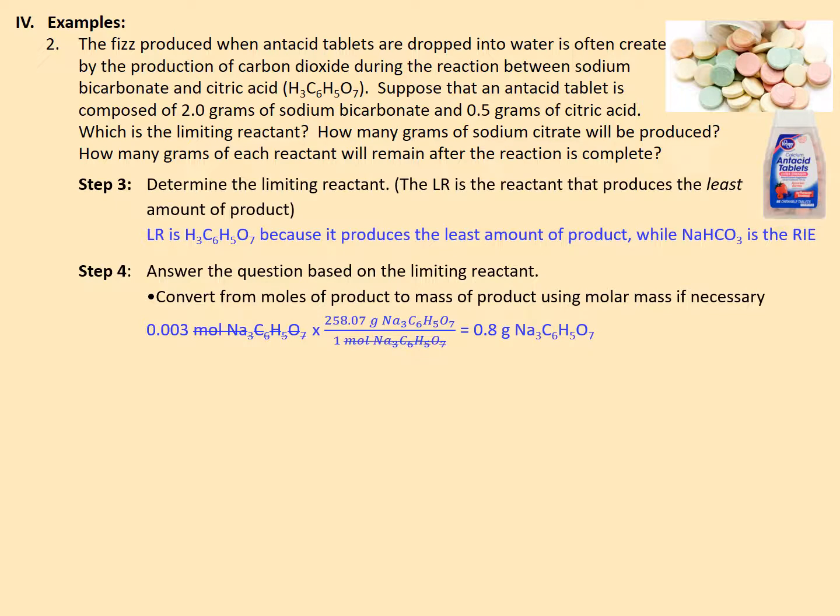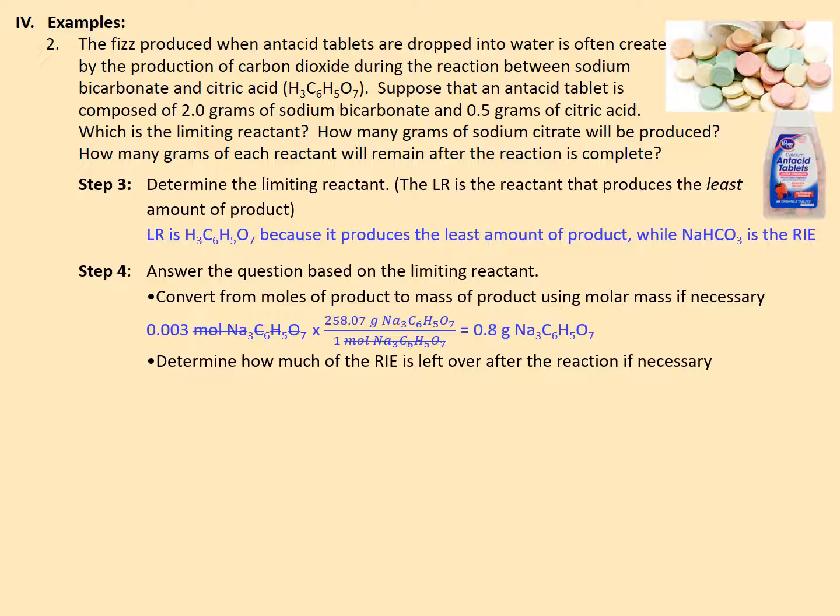So we said 0.003 moles of sodium citrate will be produced. That's based on the limiting reactant. Multiply by the molar mass of sodium citrate, about 258.07 grams per mole, and we now know how many grams of sodium citrate will be produced, about 0.8 grams. And finally, the last question: how many grams of each reactant will remain after the reaction is complete?